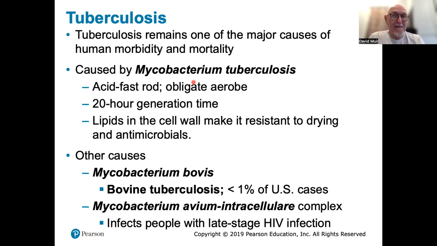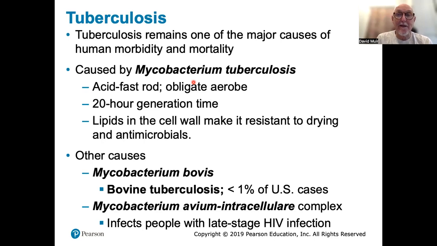Those mycolic acids, the lipids in the cell wall, are not there just by chance, by the way. They actually confer several properties on the bacterium. For example, they are very resistant to drying and can survive for a very long time on a surface, on a fomite. They are also resistant to many antimicrobials. And in particular, they are resistant to the antimicrobials which are produced by our own immune system.